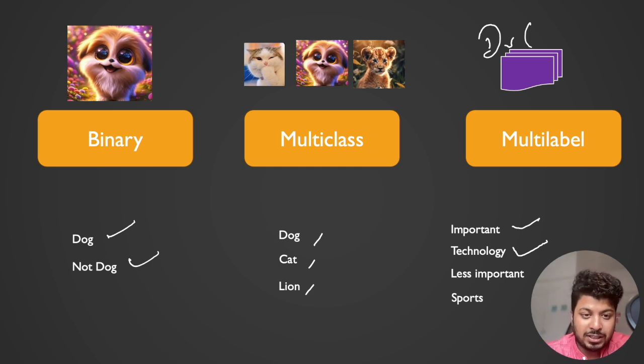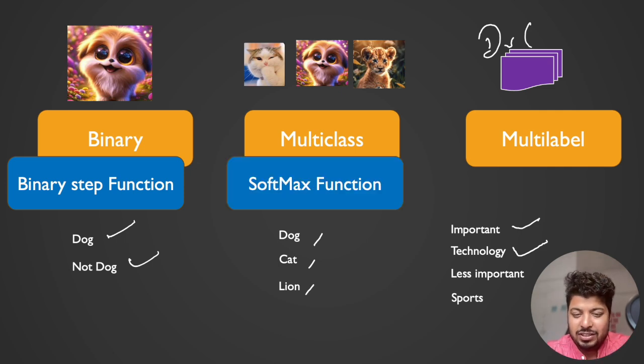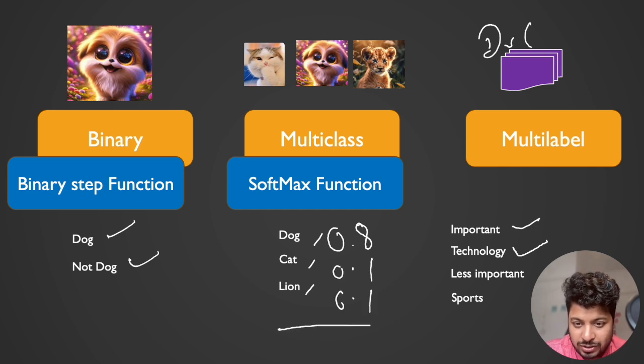Now for binary classification in the output layer, we usually use the binary step function, which you have already seen. Any input you supply, it will give you an output of 0 or 1. For multi-class classification, we will be using the softmax function. Softmax ensures that the sum of the probabilities of all the events will be equal to 1. For example, here if the probability of dog is 0.8, then the probability of cat should be 0.1 and lion should be 0.1. So if you sum it all, the sum will be 1.0.